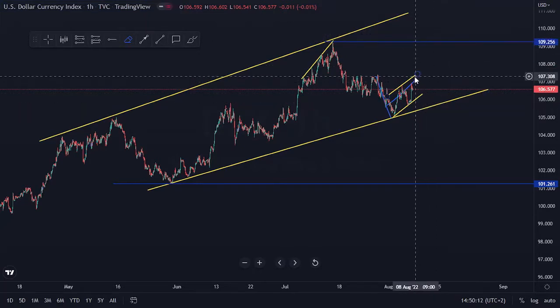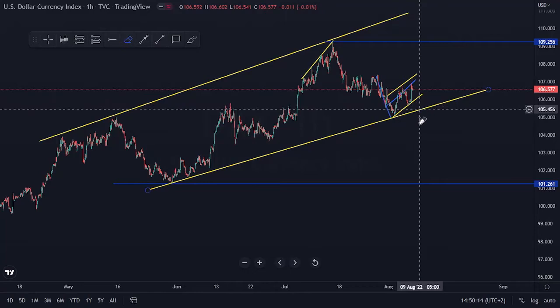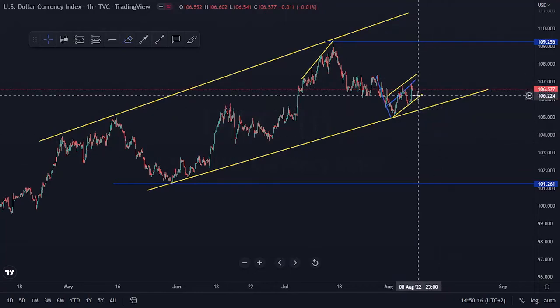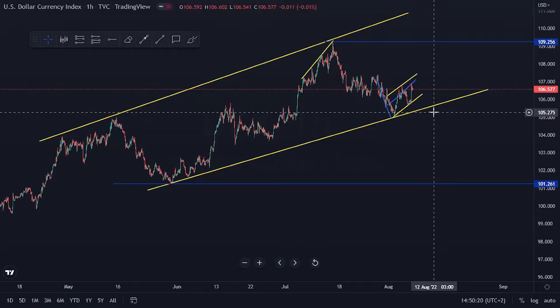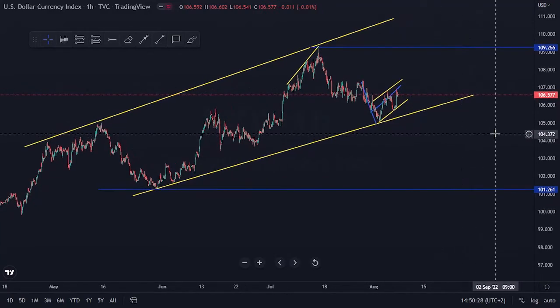So I wouldn't be taking this because I'm targeting this or I'm targeting that. I'd be taking this, looking at this as potential areas where the market might show us continuations, or it might show us potential reversals, but I would still be looking to take it to the downside. So I'm interested in taking this for sells.